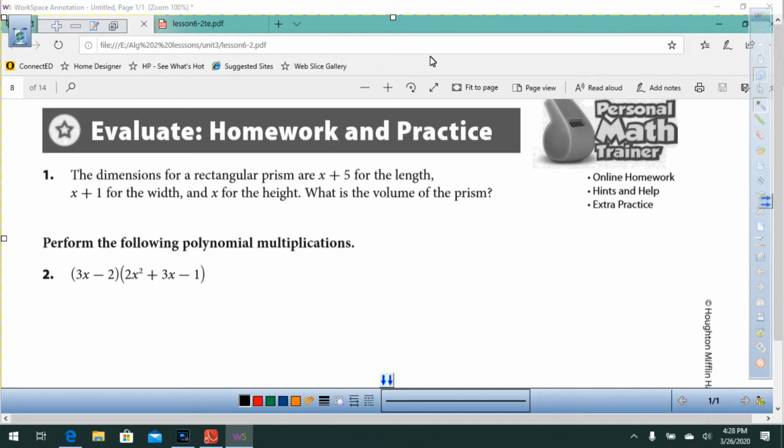Lesson 6-2, page 290. Number 1: the dimensions for a rectangular prism are x plus 5 for the length, x plus 1 for the width, and x for the height. What is the volume of the prism?